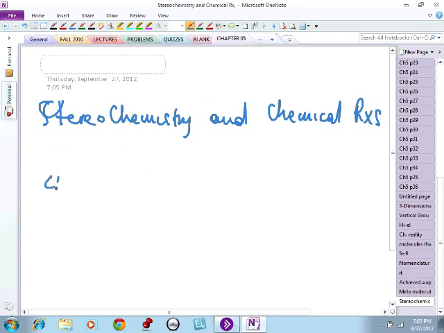If we have this molecule here, what type of molecule is this? What class of compound is this? A ketone? Yes, very good. Okay, so what I want to show you here.